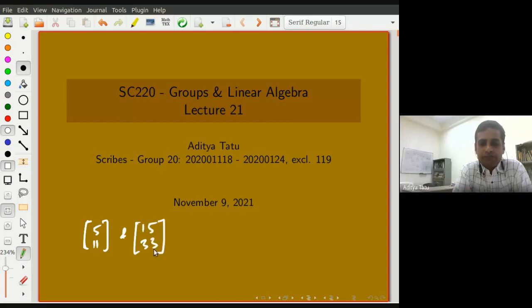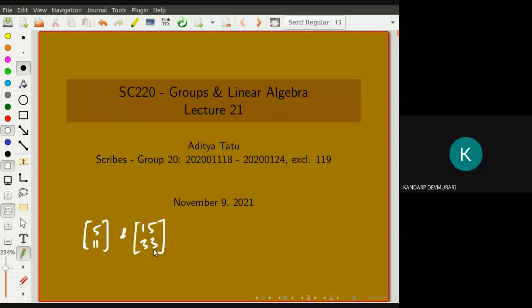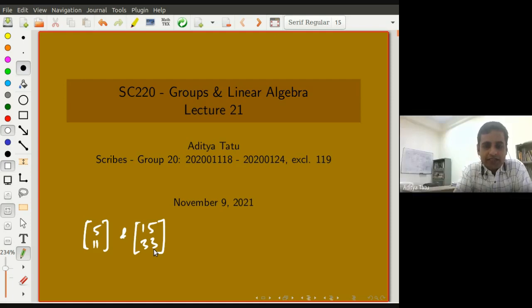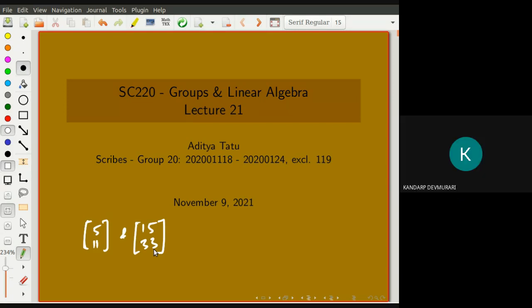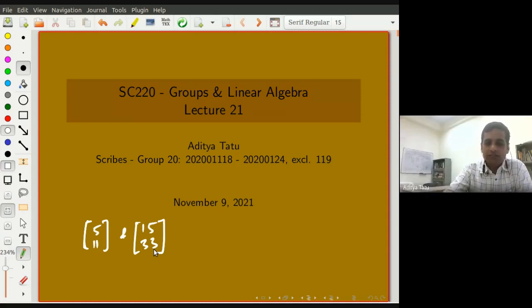So it was asking how many vector spaces are there which contain these two elements at least. Yes, sir. So what is your answer? I'm not able to understand the question, like how to begin. Right, so let's look at the definition of the vector space.